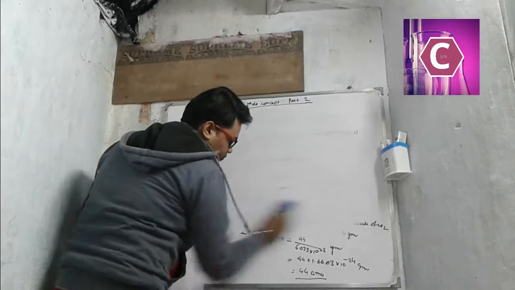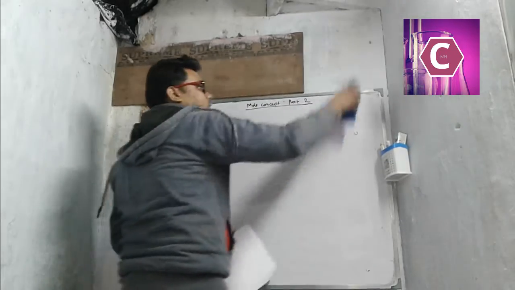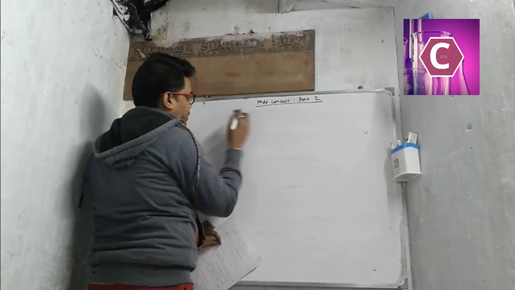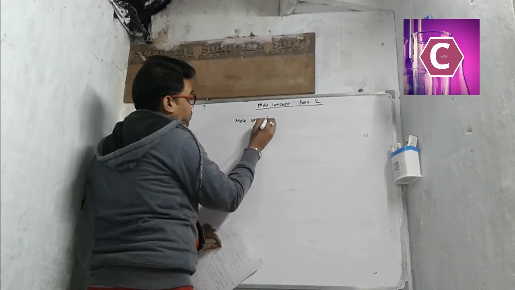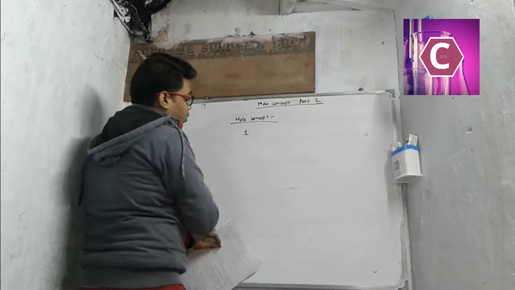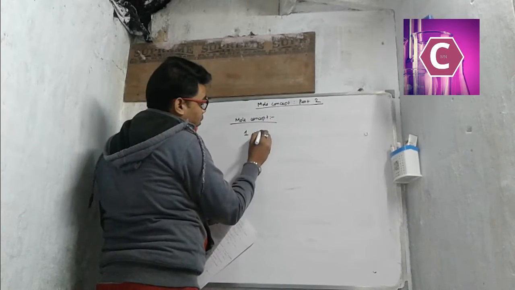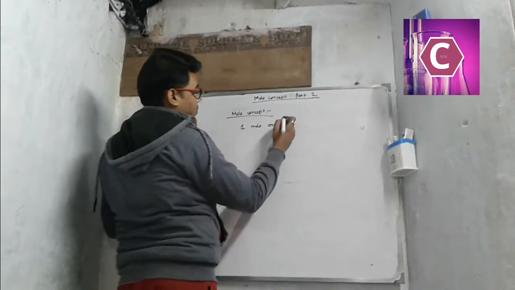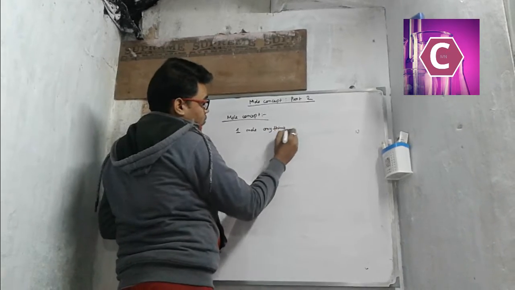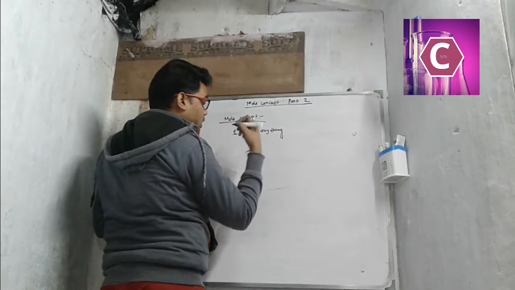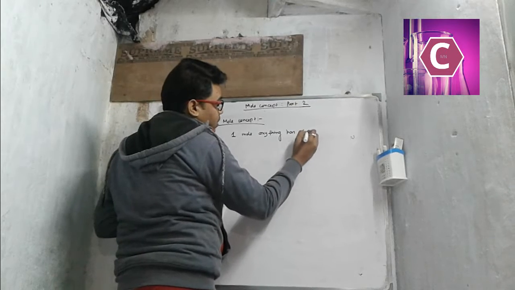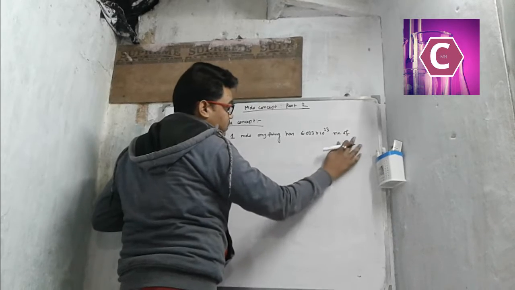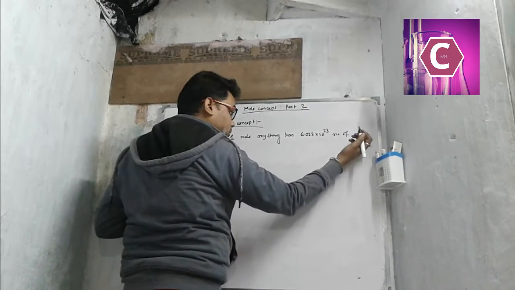Now come to the mole concept. According to the mole concept, we know 1 mole of anything, it can be atom, it can be molecule, it can be ion, has 6.023 into 10 to the power 23 number of particles.